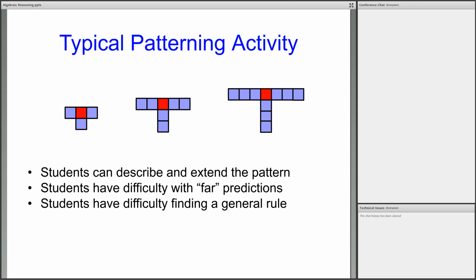And then, of course, the other problem with thinking recursively, adding 3 each time, is finding a general rule. So how could we determine how many blocks would be at any of the figures in this pattern? Unless you know what the previous figure is, you can't. All you can say is that you would take the previous figure and add 3 to it, but you can't really formalize it as a generalized rule to describe the structure of the pattern.